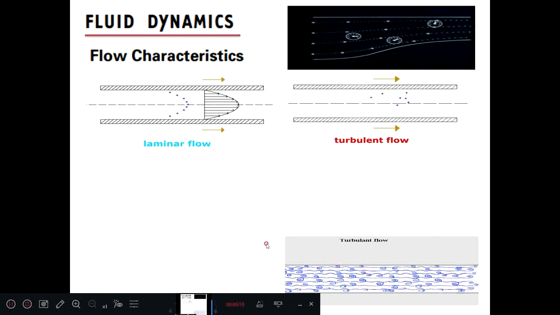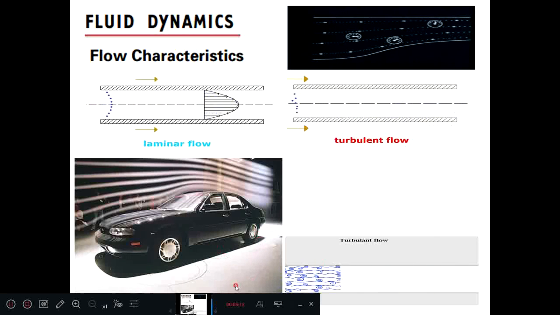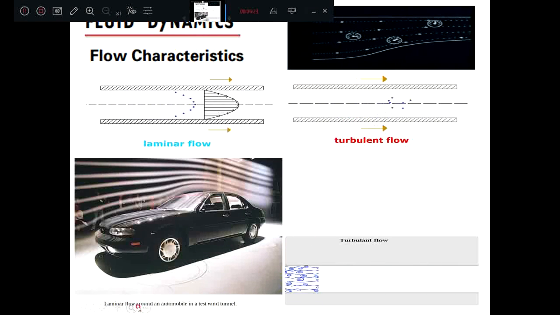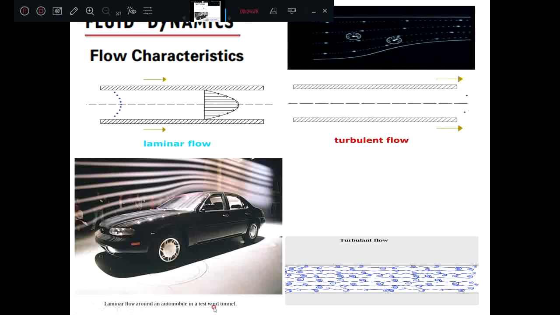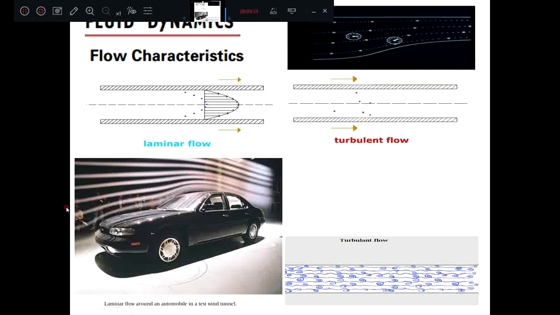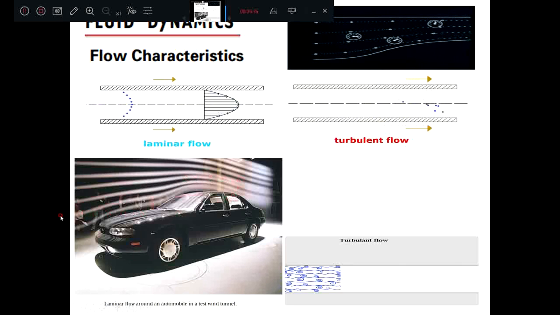So look at this picture here. In this picture, there is a laminar flow around an automobile in a test wind tunnel. These are the air particles, which are in a streamline flow. The air is passing while testing this automobile, that is, the car is being tested in a wind tunnel, and this air motion is what we call a laminar flow.